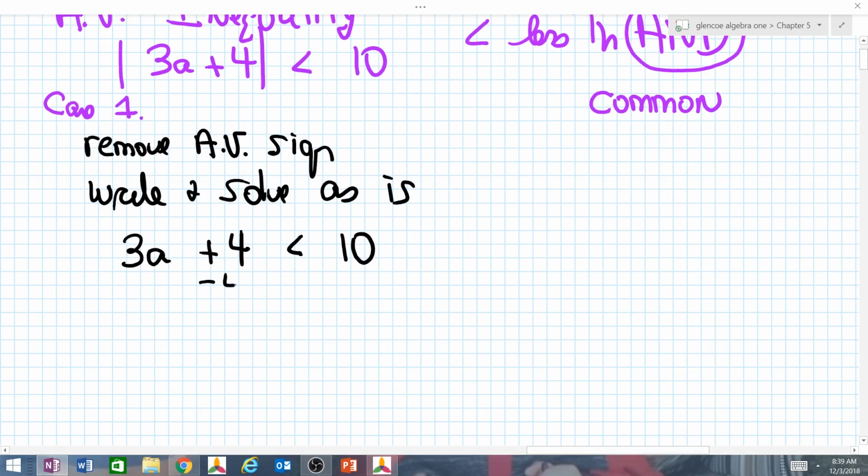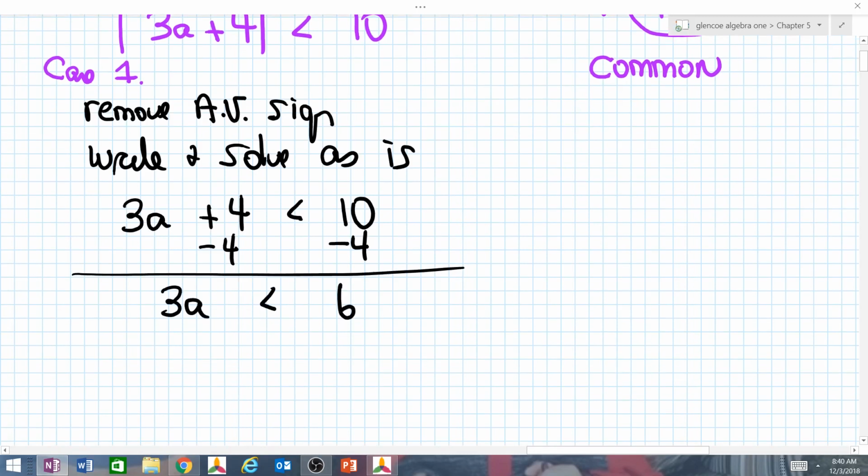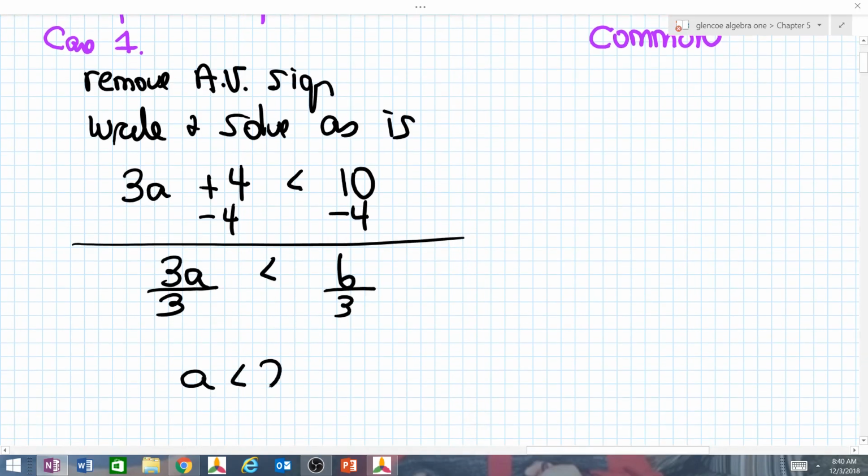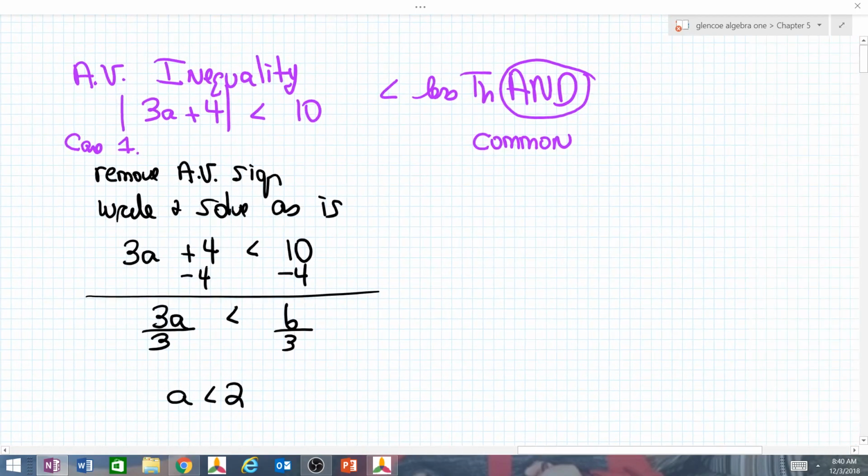Then we're going to subtract 4 from each side, and we're going to get 3a is less than 6, and my final answer here when I divide each side by 3 will be a is less than 2. That's case 1. So on case 1, I don't care if it's an equal sign, a less than or equal to sign, or a greater than or equal to sign. Case 1, remove the absolute value, write the problem like there was no absolute value symbol, and sign. The only changes come in case 2.